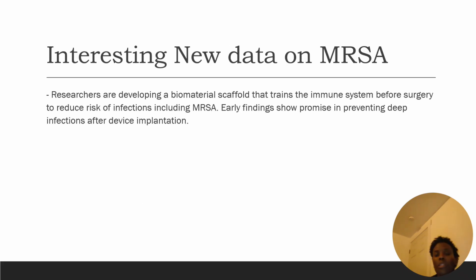What could be interesting new data on MRSA? Researchers are developing a biomaterial scaffold that trains the immune system before surgery to reduce the risk of infection, including MRSA. Early findings show promise in preventing deep infection after the device has been implanted. MRSA is a scary disease, a skin infection, but it's very interesting to learn about.